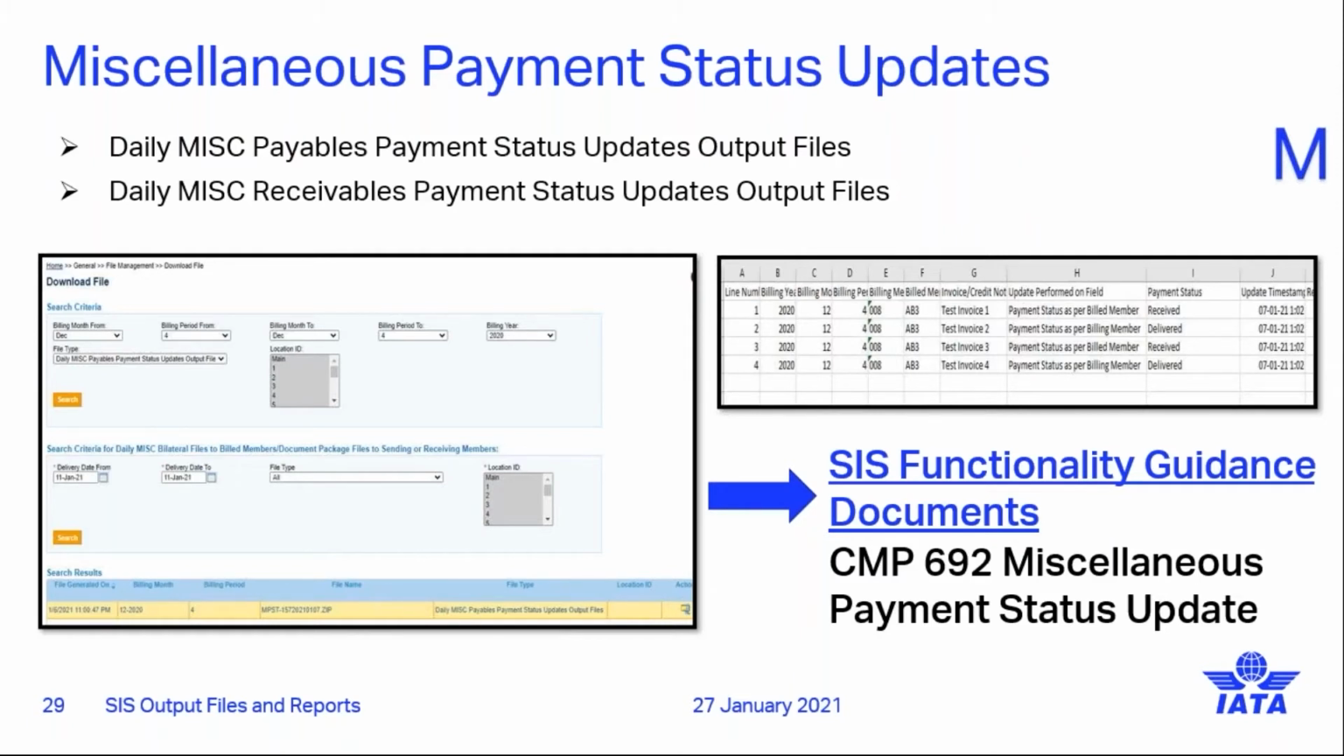As you can see, we have a guidance document that we have uploaded on our website, the SIS functionality guidance document, and this refers to the CMP 692 miscellaneous payment status update. If you don't have this functionality enabled, I invite you, once you have enabled it, to also check this document for more information. Additionally, we will explain this functionality in a future webinar where we will go into details on the payment status updates, so I invite you to stay tuned for that invitation.